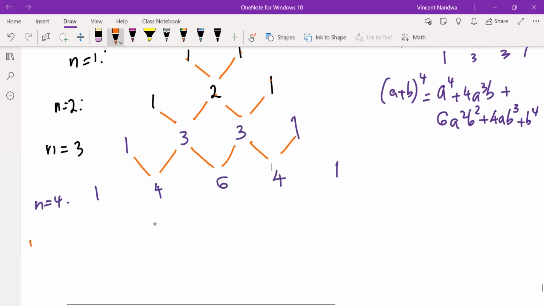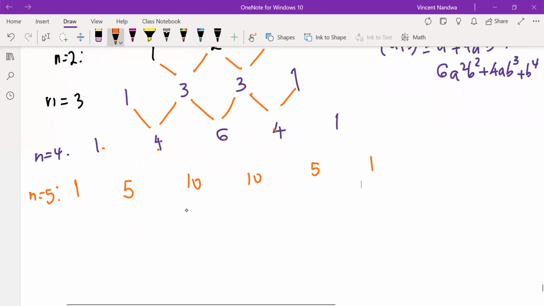Similarly, we can predict how coefficients will be when n is 5. So the extreme will be 1. 1 plus 4 is 5. 4 plus 6 is 10. 6 plus 4 is 10. 4 plus 1 is 5. Then the end is 1.